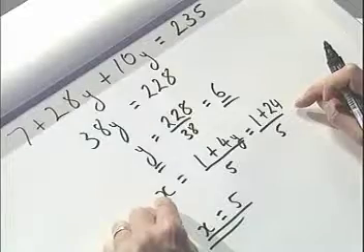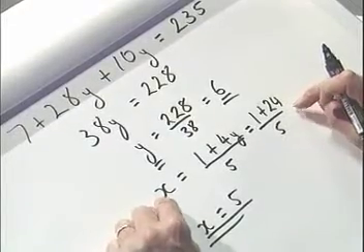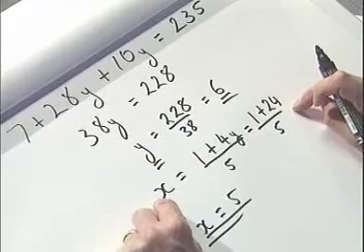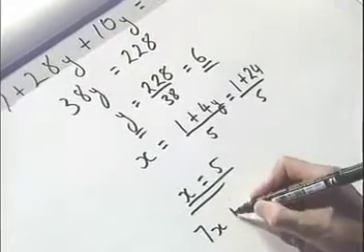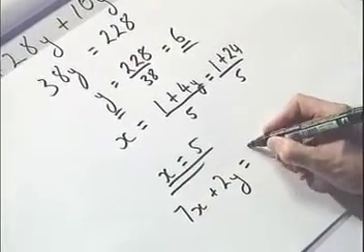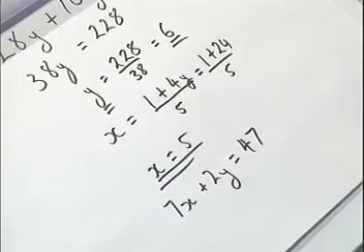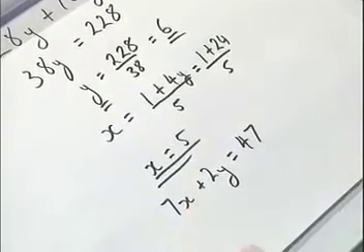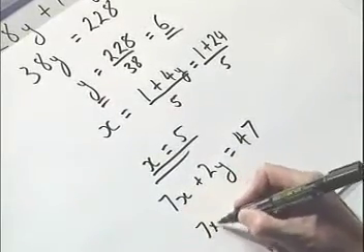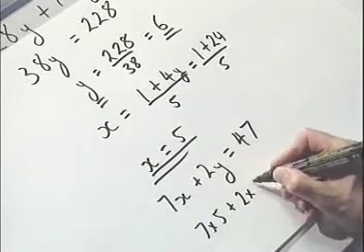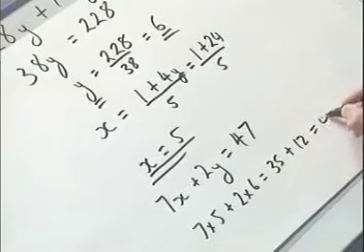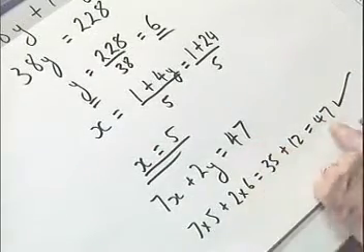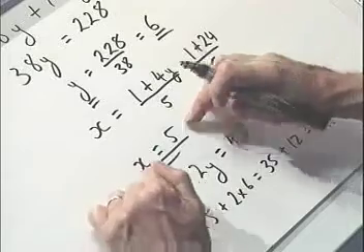We haven't checked it though. Now remember that this came from the second equation. So really, to check it, we've got to go back to the very first equation that we had written down. And that one, if you remember, was 7x plus 2y is equal to 47. So let's just check. 7 times 5, that gives us 35, plus 2 times 6, that gives us 12. So 35 plus 12 equals 47. And yes, that is what we wanted. So we now know that this is correct.